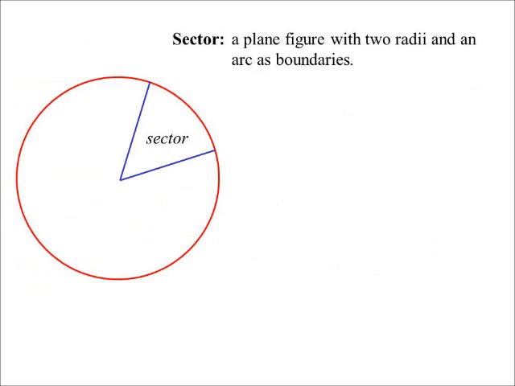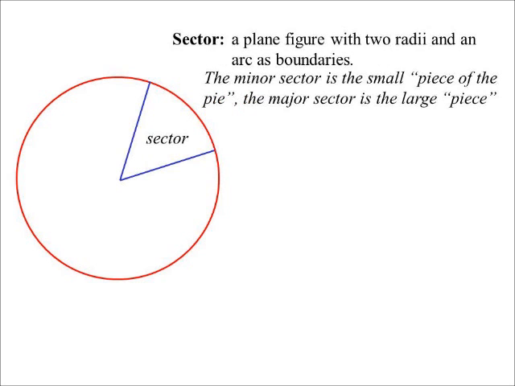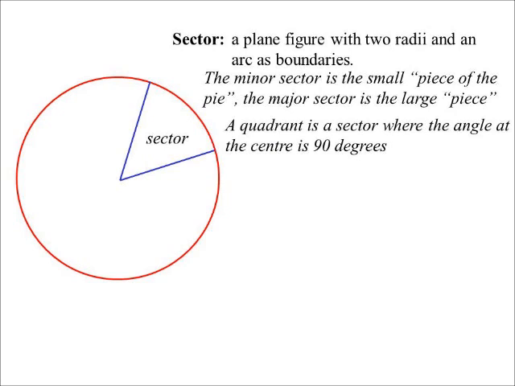So a sector, so its boundary, it has 2 radii and an arc. Again, I've labelled the minor sector, but of course the other bit is what we call the major sector. And some people like to think of it as the piece of pie, and the major sector is when you're greedy. Now, a quadrant. So that's a sector where the angle at the centre is 90 degrees, thus getting a quarter of the circle. So quad being the prefix meaning 4 quadrants in a circle.